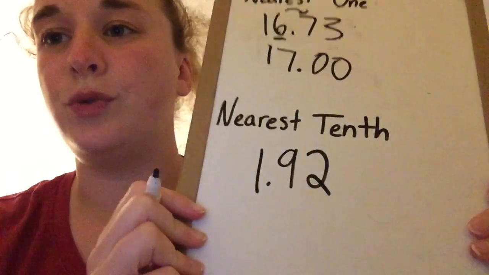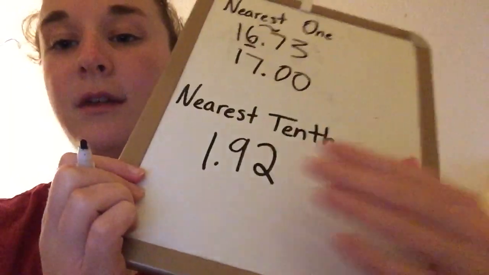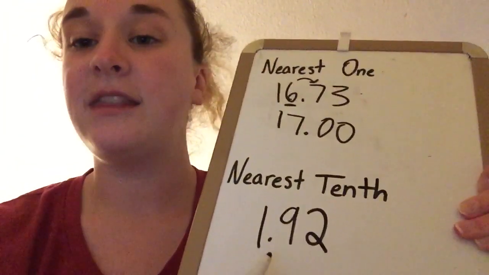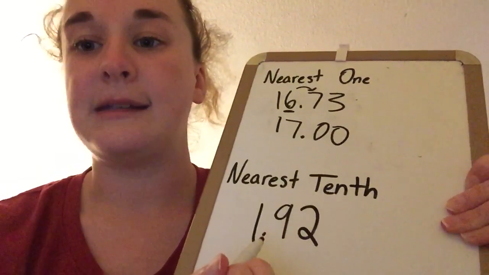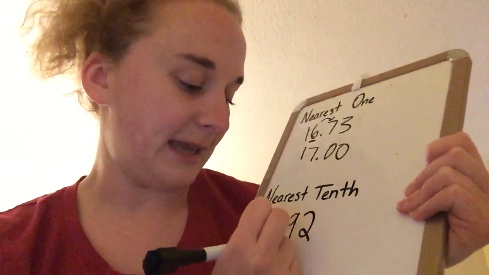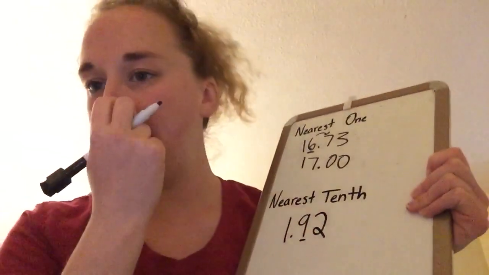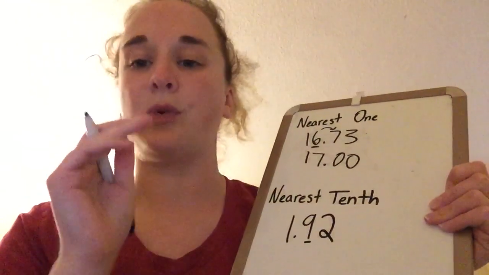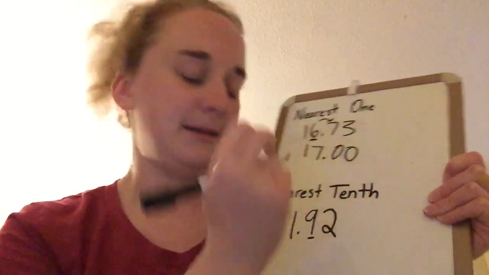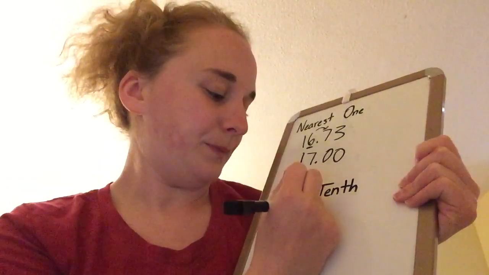Now I'm going to do a number to the nearest tenth. So we have 1 and 92/100ths. Now the tenth place is one spot after the decimal, okay? So in this case, it's the 9. But remember, we can't just decide whether the 9 will soar or rest based on the 9 alone. We have to look to our number to the right. So I'm going to look at my 2.